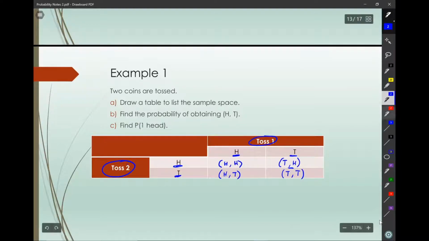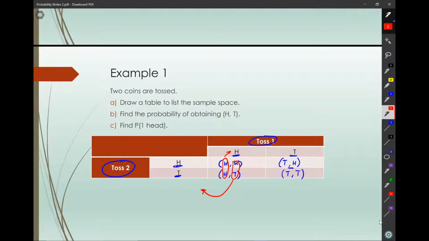We read off from the first column here, toss 1, and from the second column here, toss 2. And the same thing over here. The result here is for toss 1, tails, and the result here is toss 2.